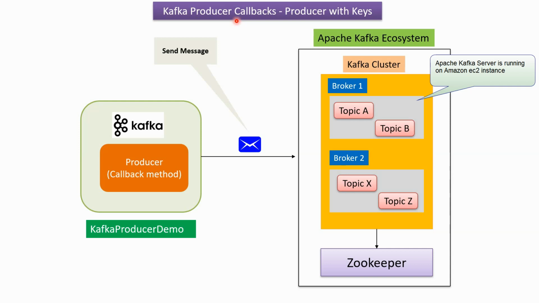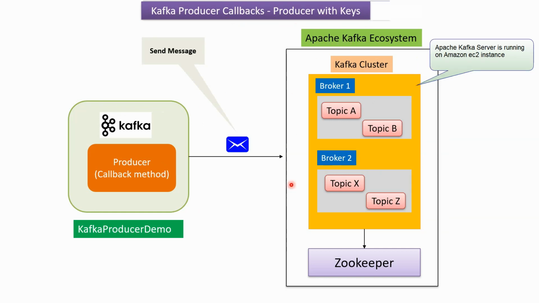In this video tutorial I will explain Kafka Producer Callbacks and we will write the producer with keys. Here you can see the Apache Kafka ecosystem. Here you can see the Kafka cluster. It has brokers and each broker has topics. And here you can see the Kafka Producer demo application, which is a Java application, and it has producer code which will send messages to a Kafka topic.